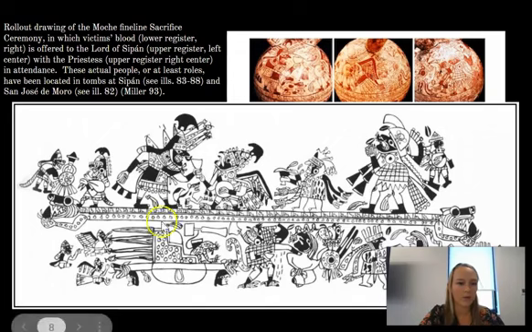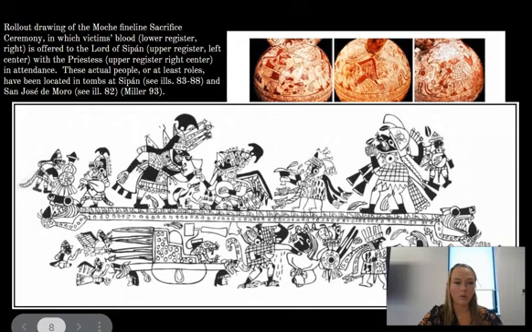So on the lower register, we seem to have victims that are tied up. They've got ropes around their necks, and they seem to be attended by warriors. These warriors seem to be releasing blood from the prisoners. And then in the upper register, we have these priests and priestesses wearing all of this very symbolic regalia, and they are carrying goblets and presenting it to this Lord of Sipan, or this main priest up at the top.